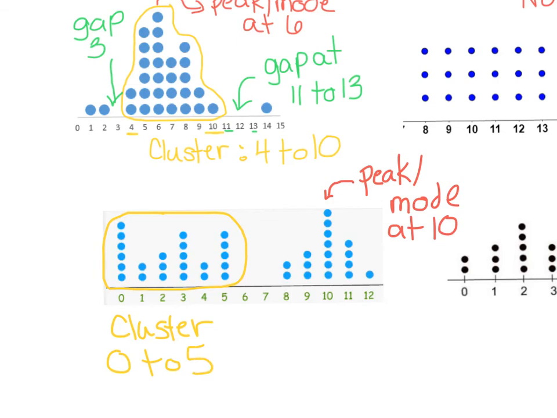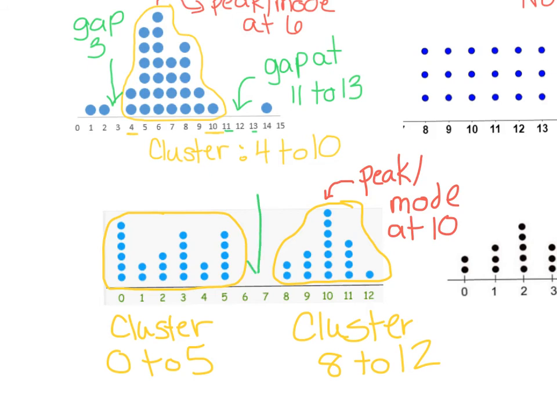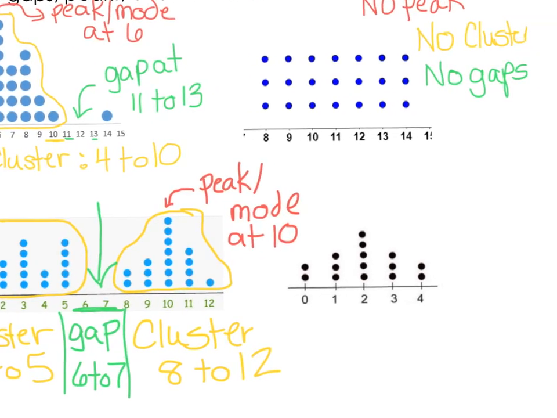And I have another cluster over here. So we have another group of friends in the hallway. And I see here we have a cluster from 8 to 12. Now, there is part right here where there is nothing. So we call this the gap. And the gap is from 6 to 7. It's where no information is. Okay? All right, this last one here.